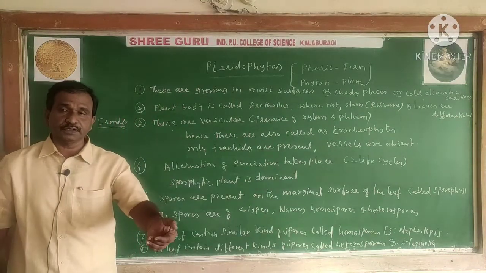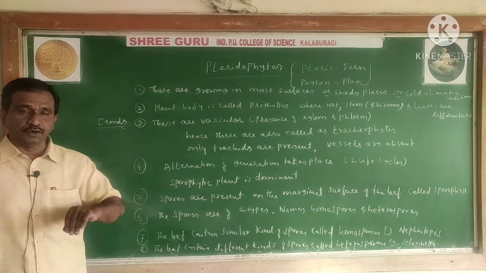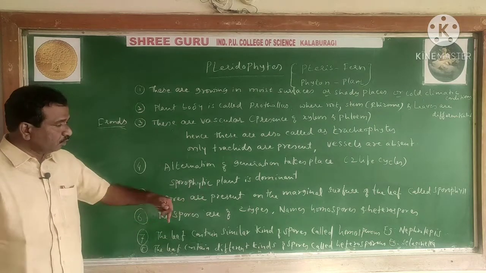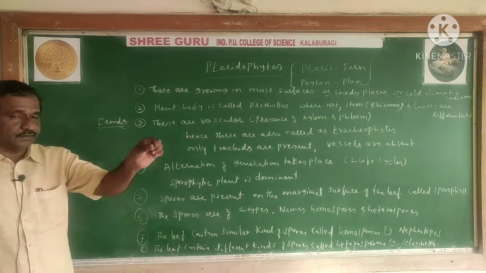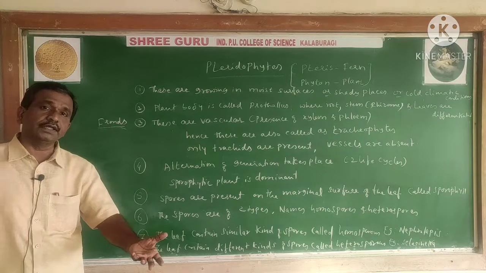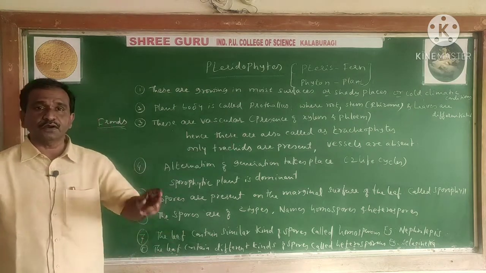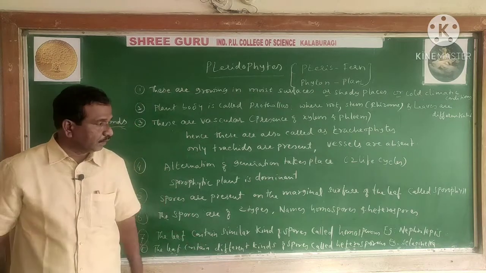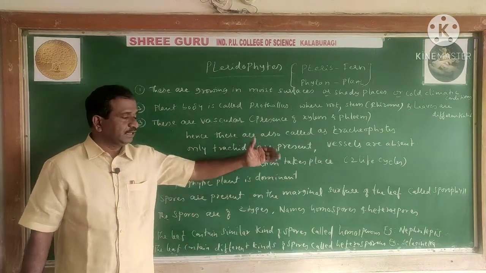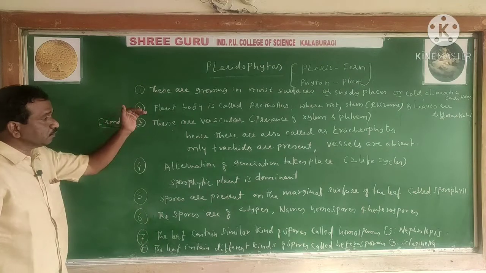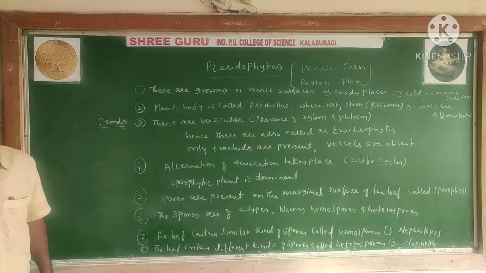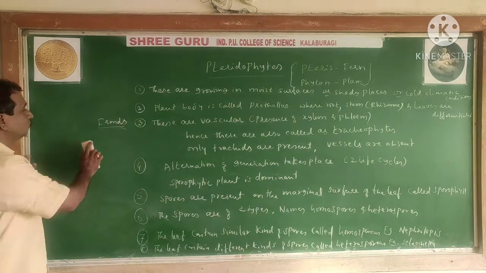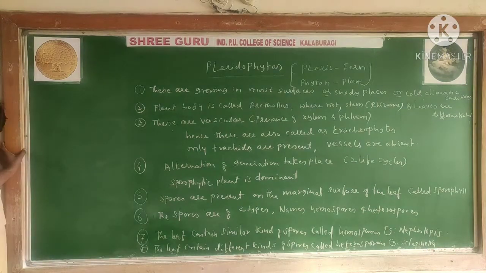How many kinds of spores are there? Two kinds of spores, homosporous and heterosporous. Homosporous means the plant or the leaf contains similar kinds of spores. If they contain different kinds of spores, they are called heterosporous. So now we are going to discuss only the spores. The reproductive phase. Now we are studying the different kinds of spores.